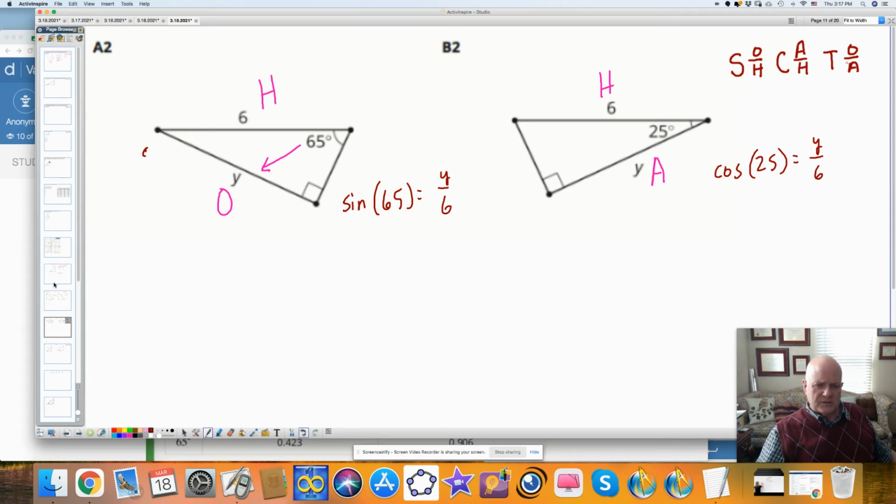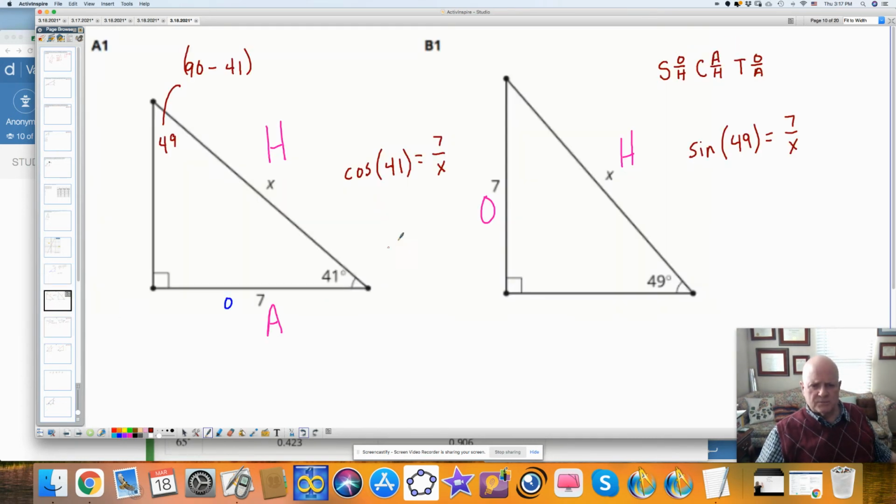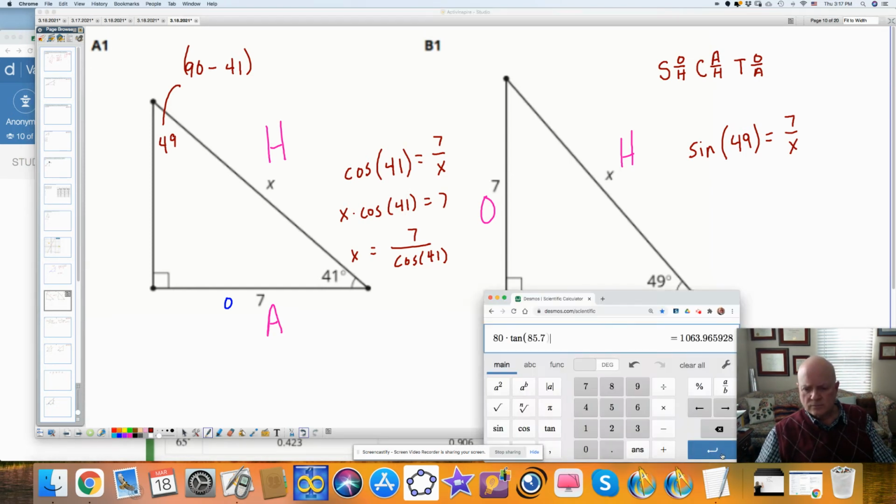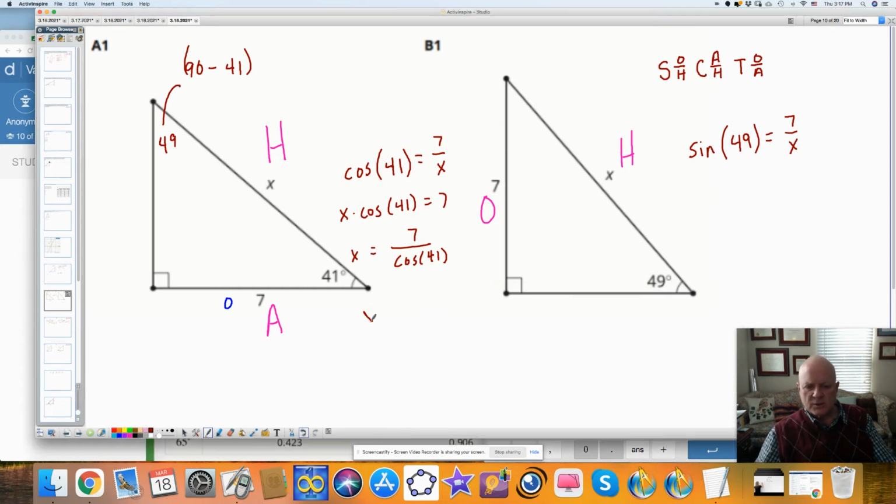Let's solve each of these. To solve each of these, I cross multiply. X times the cosine of 41 is equal to 7. Divide both sides by cosine of 41. X is equal to 7 divided by the cosine of 41. I put this into my calculator, and I get, let's see if I can find my calculator. Seven divided by the cosine of 41. I get 9.3 when I round it to one decimal. So x is equal to 9.3.